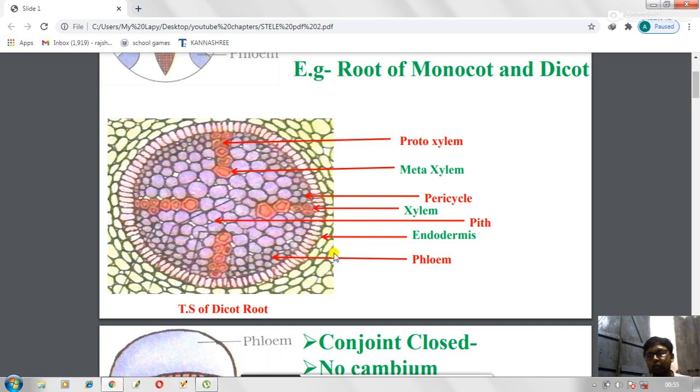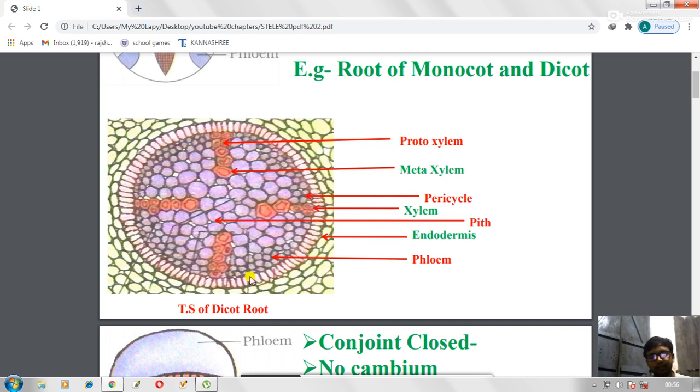The protoxylem is exarch, that is, the protoxylem forms first towards the periphery and the metaxylem towards the central region. This is most important. This is an exarch vascular bundle, and all the other features are the same, that is, the endodermis and the pericycle. The pericycle is present beneath the endodermis.